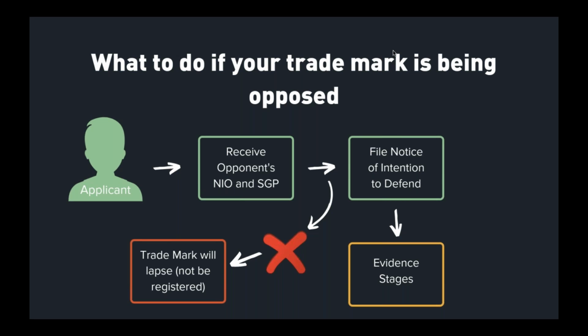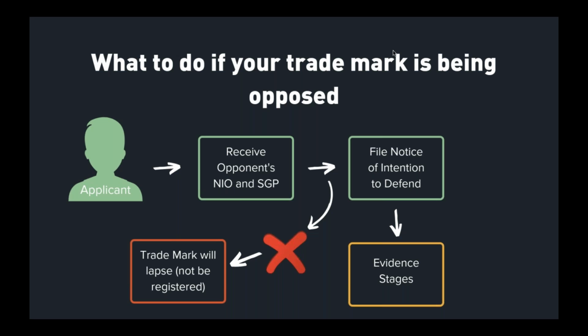What to do if your trademark is being opposed? If you receive an opponent's notice of intention to oppose and their statement of grounds and particulars, you need to decide if you wish to defend the opposition. If so, you must file a notice of intention to defend within 1 month of being given a copy of the statement of grounds and particulars. There is no fee to file a notice of intention to defend. If you do not file a notice of intention to defend, your trademark will lapse and it will not be registered. This means that your trademark will not be protected.